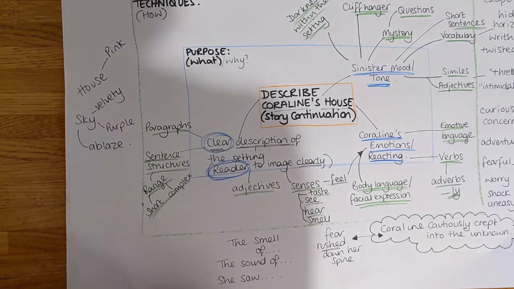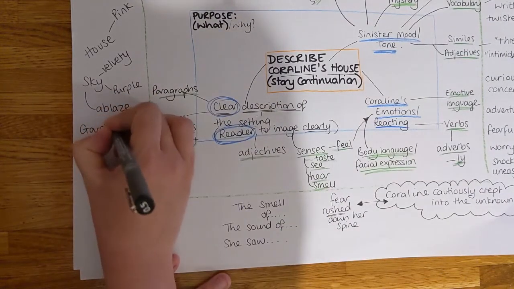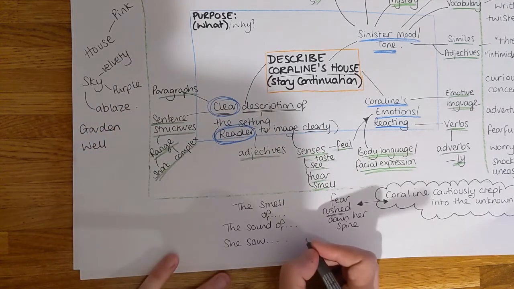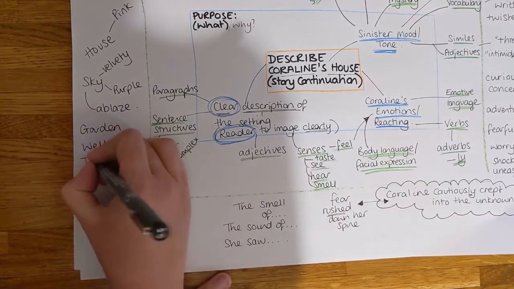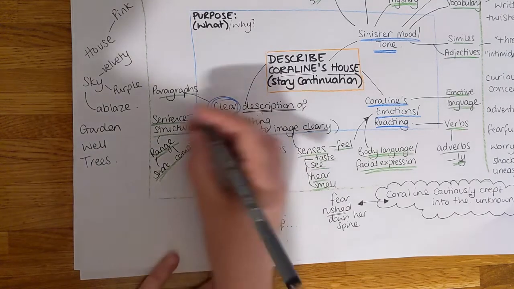What else could there be? The garden, the well, maybe trees rustling in the distance. Okay. You might want a short sentence.